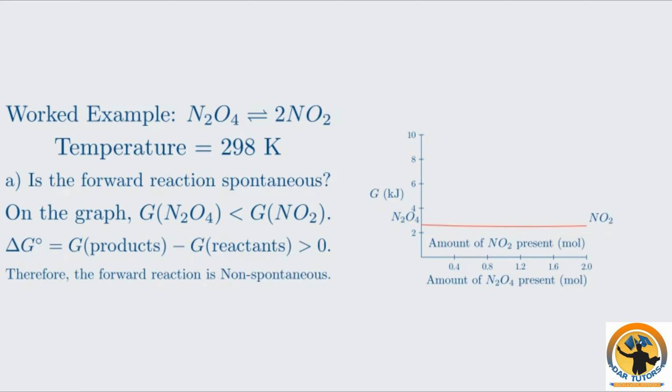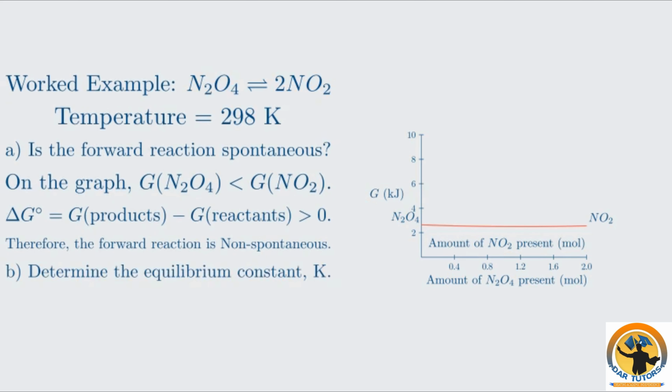Looking at the graph, the starting point, pure N2O4, is at a lower Gibbs energy than the endpoint, pure 2NO2. This means that delta G naught, the standard Gibbs energy change, is positive. A positive delta G naught signifies that the reaction is non-spontaneous under standard conditions. The reverse reaction is spontaneous.